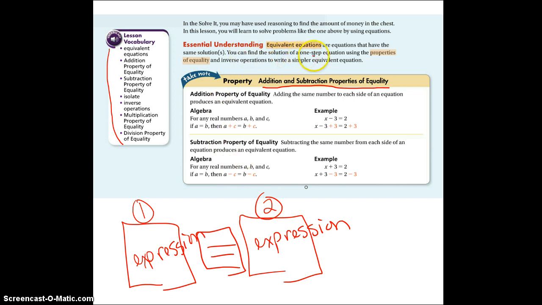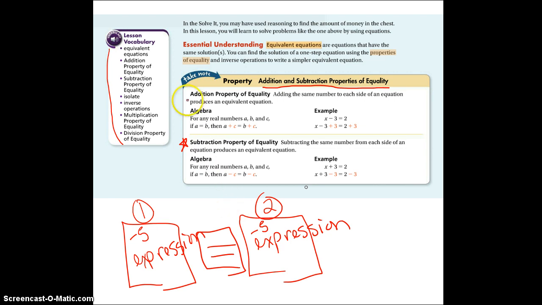You can find the solution of a one-step equation using the properties of equality. So here's your addition and subtraction property of equality. It says that if I take away $5 from player one, I have to take away $5 from player two. That's your subtraction property of equality. Whatever you subtract from the left side, you have to subtract from the right side.